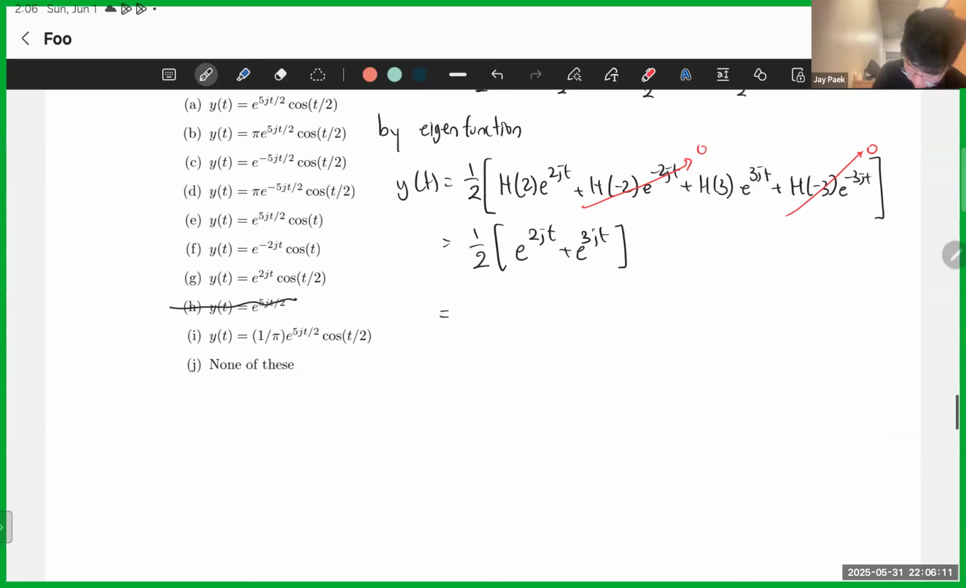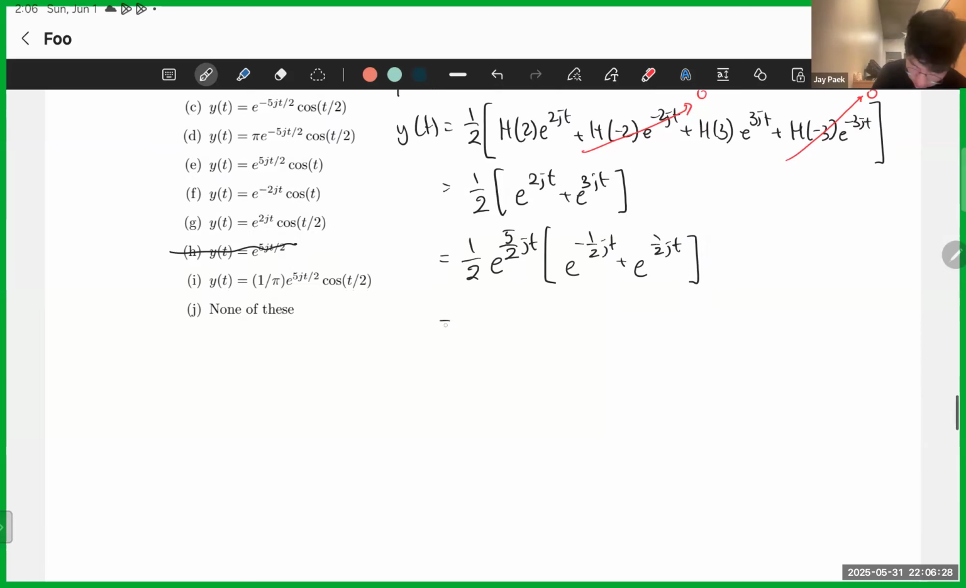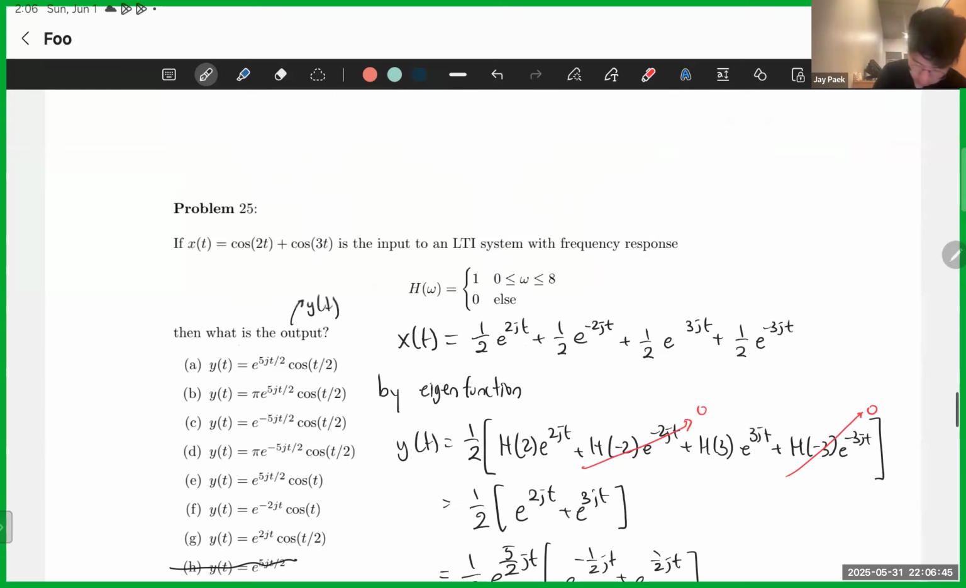And so I will factor out e to the 5/2 jt. And then what I obtain on the inside is e to the negative 1/2 jt plus e to the 1/2 jt. Then we have e to the 5/2 jt, and then we have 1/2 of e to the jt and the same numbers. This is just purely cosine of 1/2 t. And that is our answer.